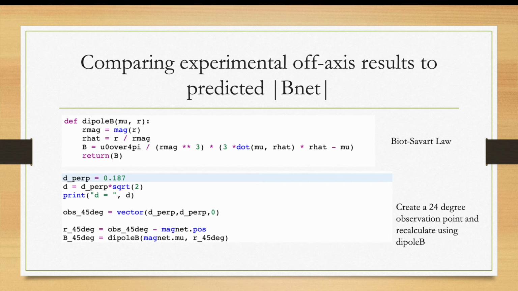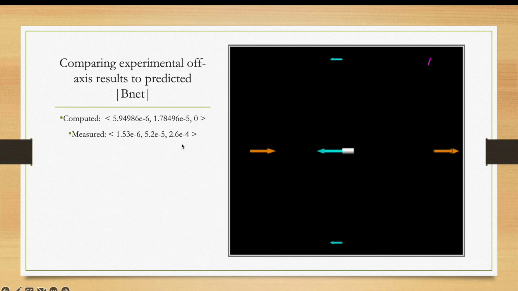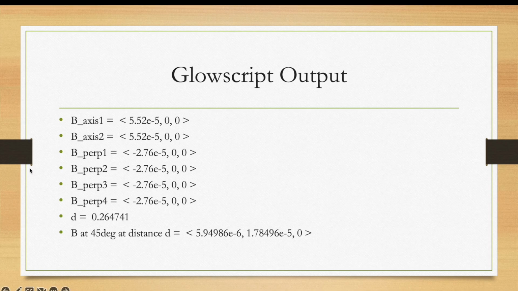We then used Glowscript to define the Biot-Savart law and to create an observation point at 45 degrees, recalculating our dipole moment from there. Our results varied between our measured results from our experiment and our computed values from Glowscript. Glowscript varied significantly, as you can see on the screen, but this is to be expected in experiments like this. So my Glowscript output was this. You can take a more paused look at it if you want.